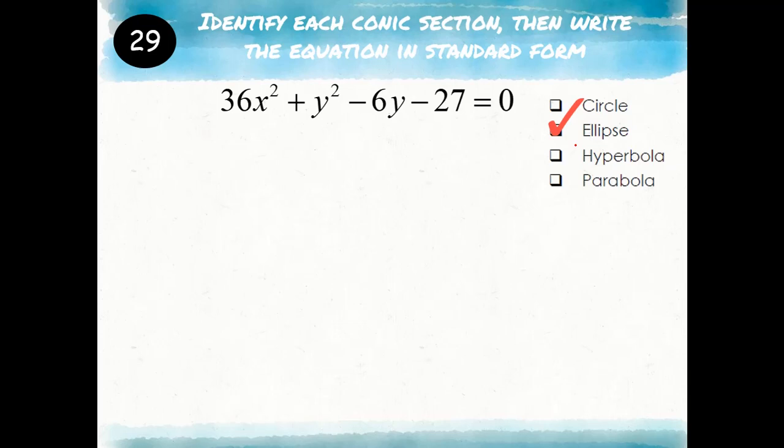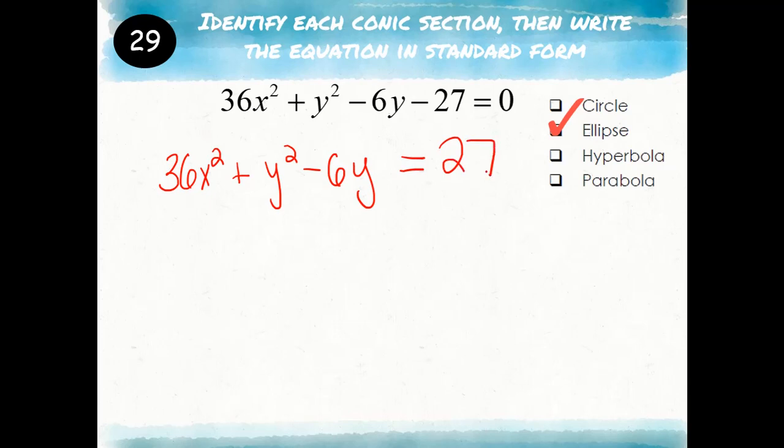What you want to do is group the x people with the x people, the y people with the y people, and kick those numbers to the other side. Well, there's no other x's, so I'm going to put 36x squared over here. And I'm going to put all the y stuff together. And I'm going to kick the 27 to the other side. Now, since x squared does not have an x term, it's just going to hang out there. I don't actually have to complete the square with it. So it's just going to stay as 36x squared.